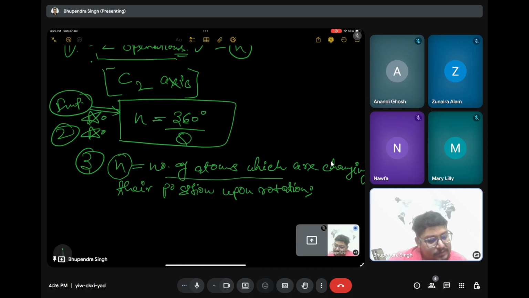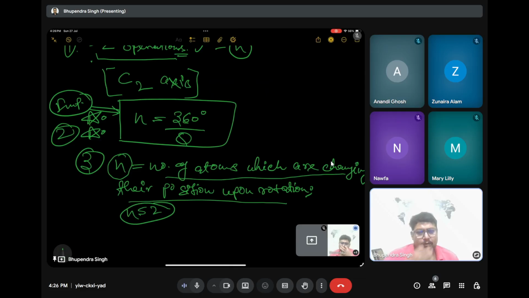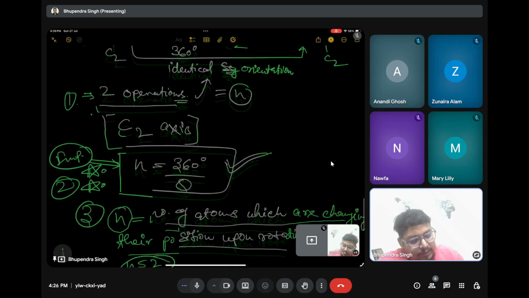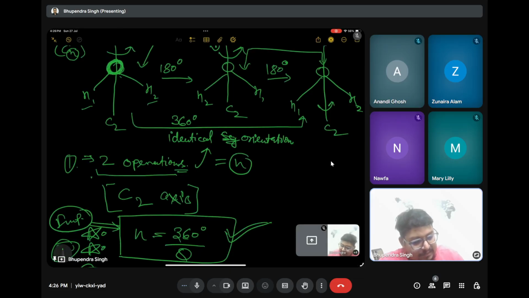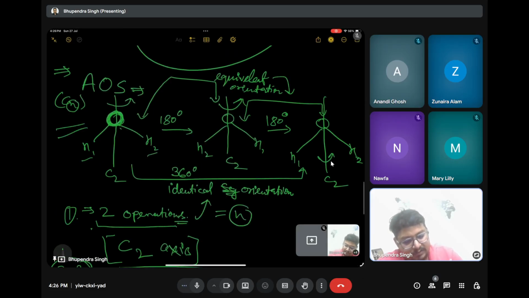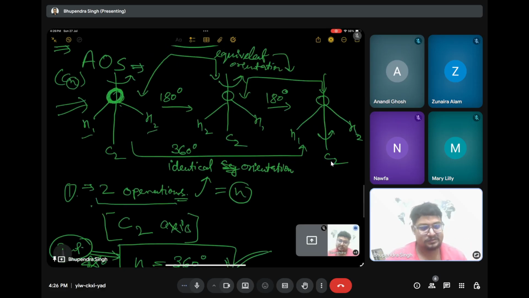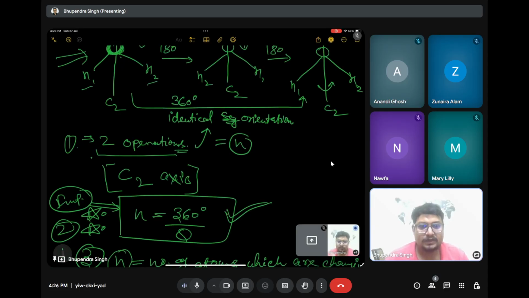So the number of atoms which are changing their position upon rotation, you can also calculate it like that only. But for a bigger, complex molecule, it's difficult, and you will probably end up getting a wrong answer. So it's better you go for this. If you are able to visualize how many times you have to rotate to reach the identical structure, that's it. That operation was required here. So a C2 axis is present here. In that way you can determine the axis.